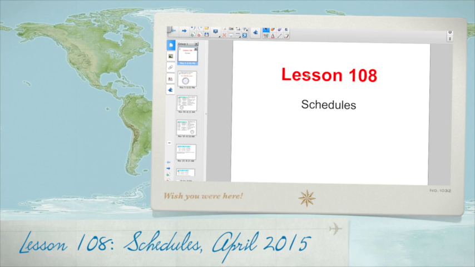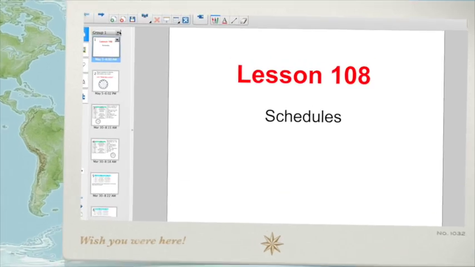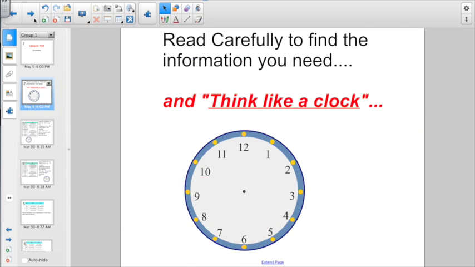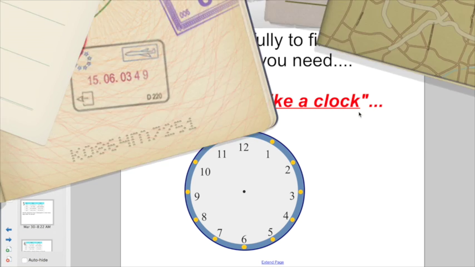Something a little bit different today. Today we are talking about schedules. Before we dive into it, you want to read carefully to find all the information you need. When you're looking at a schedule, it's always going to be different every time. You really got to dig in and read carefully. And remember to think like a clock.